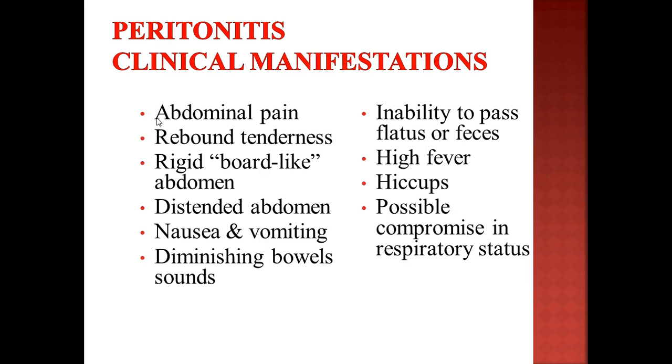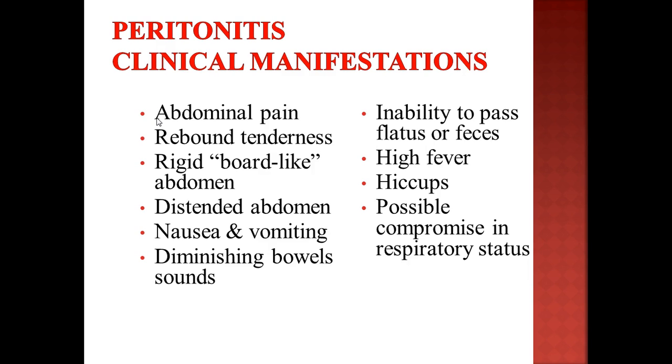Clinical manifestations or assessment factors related to peritonitis. We have abdominal pain, rebound tenderness. So rebound tenderness is when you press and you let go. They say ow. A rigid board-like abdomen. The rigid board-like abdomen comes when the peritonitis has moved from a localized to a diffuse area. A distended abdomen, which is usually indicative of air being trapped in the abdomen, which would sound like tympany when it's percussed. Nausea and vomiting, diminished bowel sounds, inability to pass flatus or feces, a high fever, hiccups.